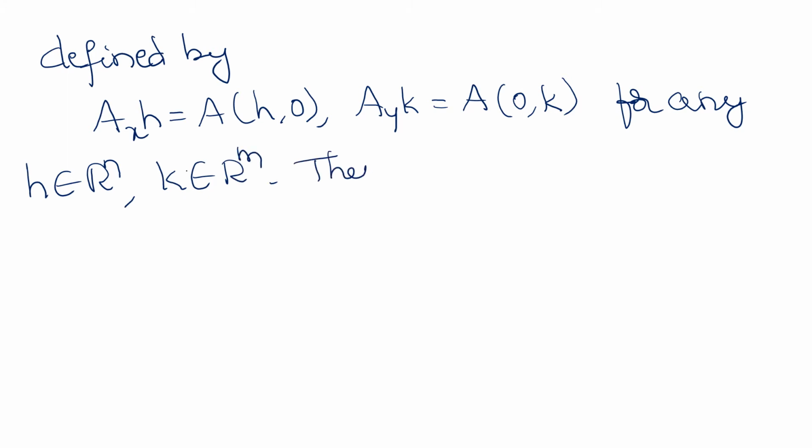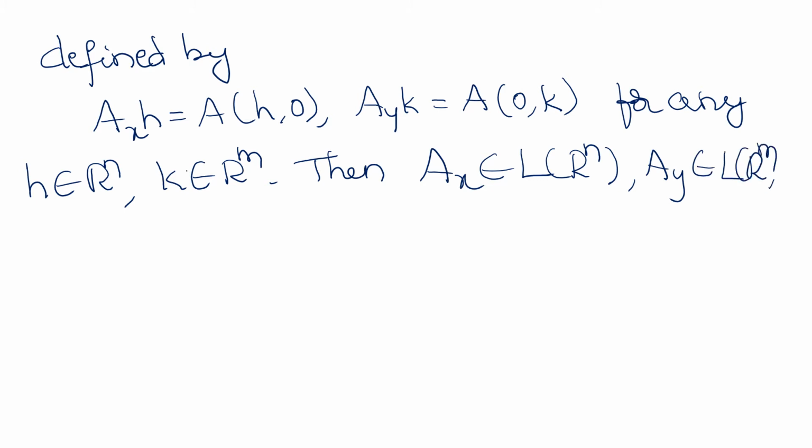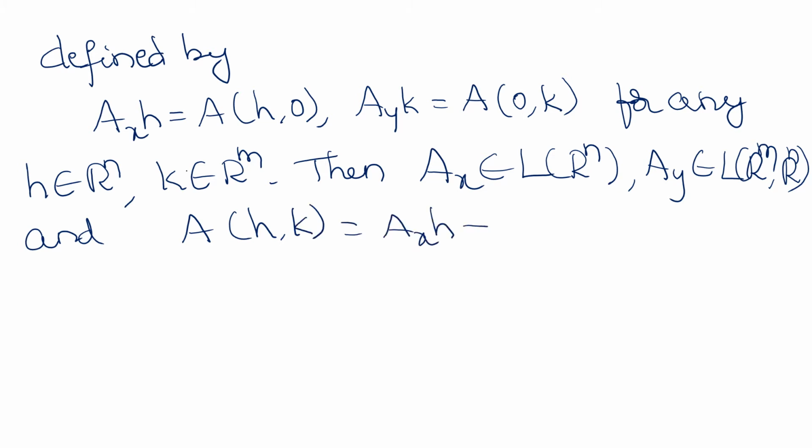Then Ax belongs to L of Rn, and Ay belongs to L of Rm comma Rn. And A of (h, k) is nothing but Ax h plus Ay k. So any linear operator A has been split into two transformations, Ax and Ay.